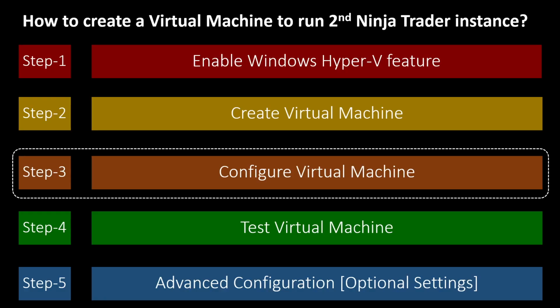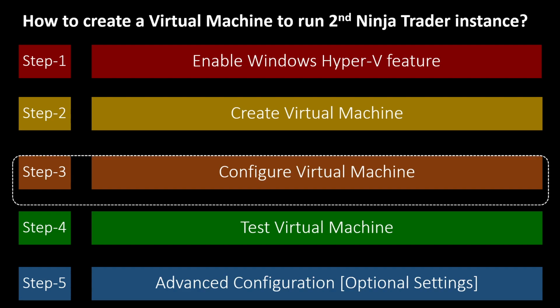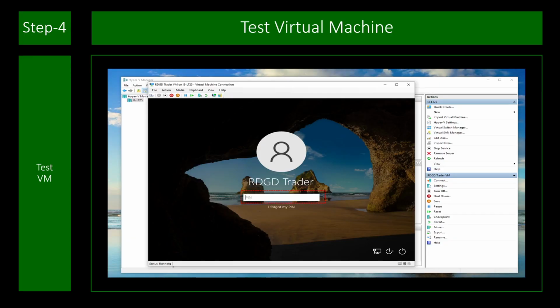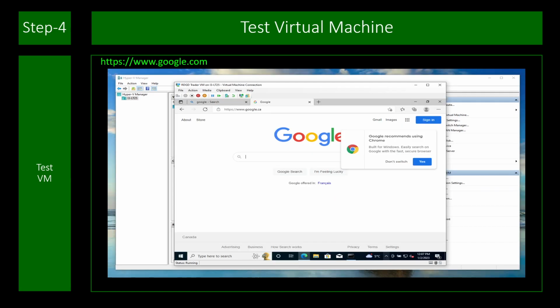Now our VM is created, configured, and Windows is also installed on the VM and it is ready for our use. Now let's move to the step number 4, which is testing your virtual machine. You can start testing your virtual machine by restarting your Windows, the VM, and log back in using the account you just created. Confirm your machine have an active internet connection. Open the browser and see if you are able to open Google search.